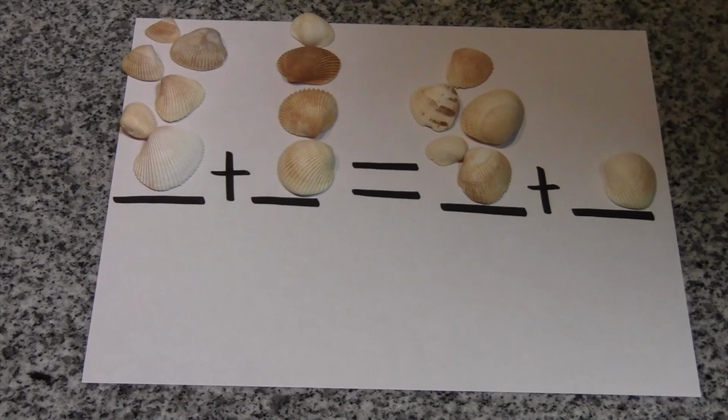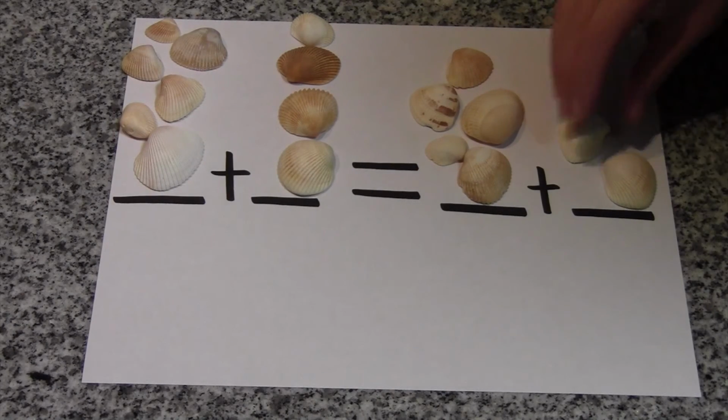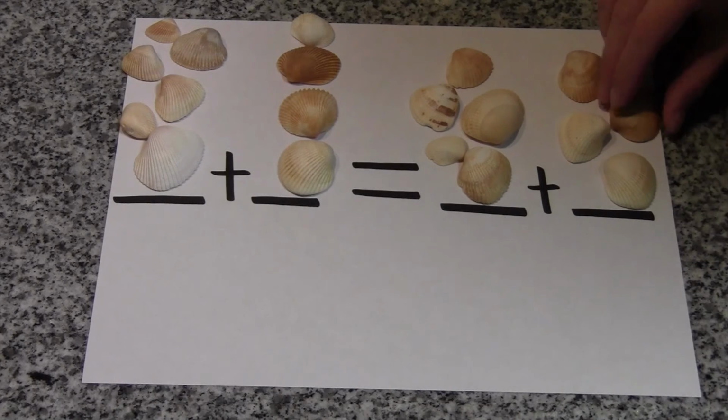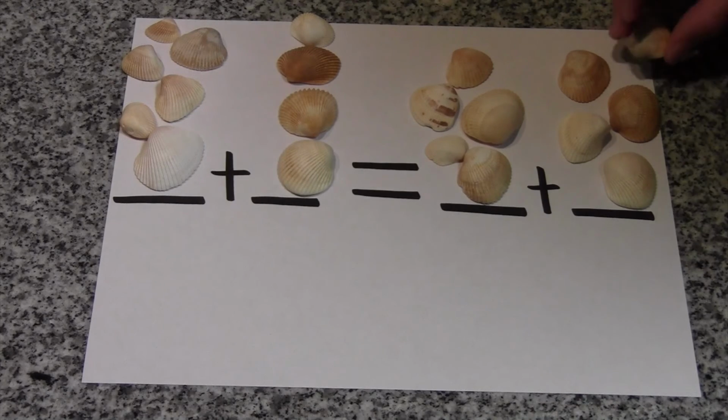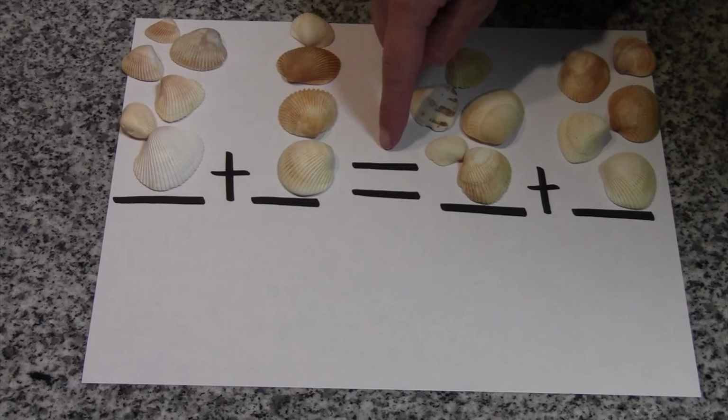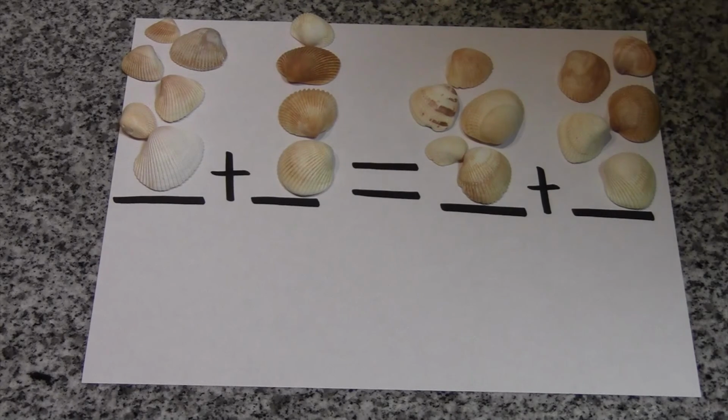If you said 5, you are correct. 5 plus 5 equals 10. So 6 plus 4 equals 5 plus 5. So you're making these equations equal the same thing on both sides. So they're in balance. They equal the same. So your grand total on both sides needs to be equal or the same.